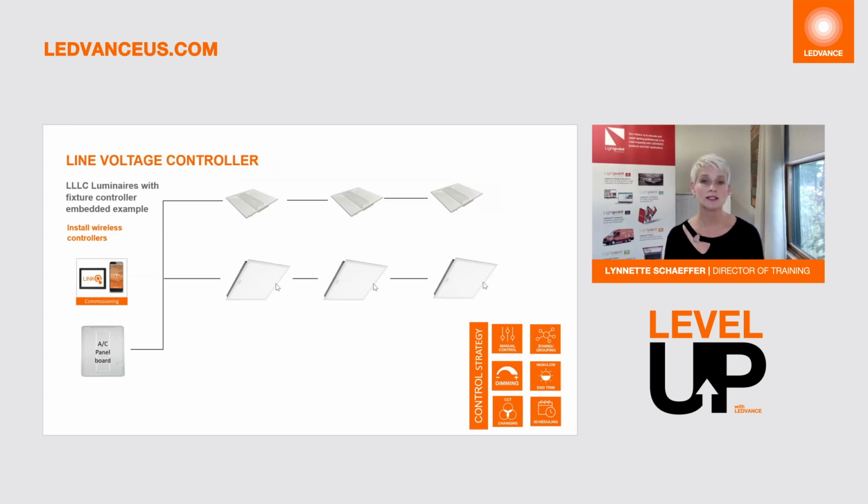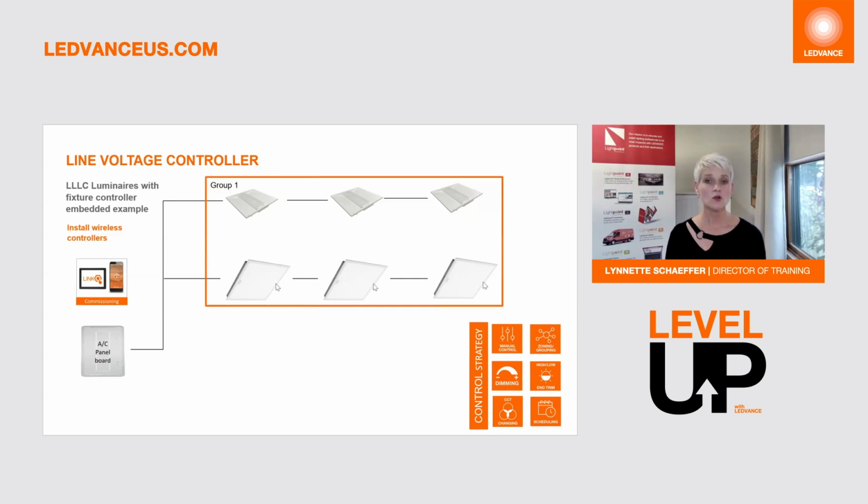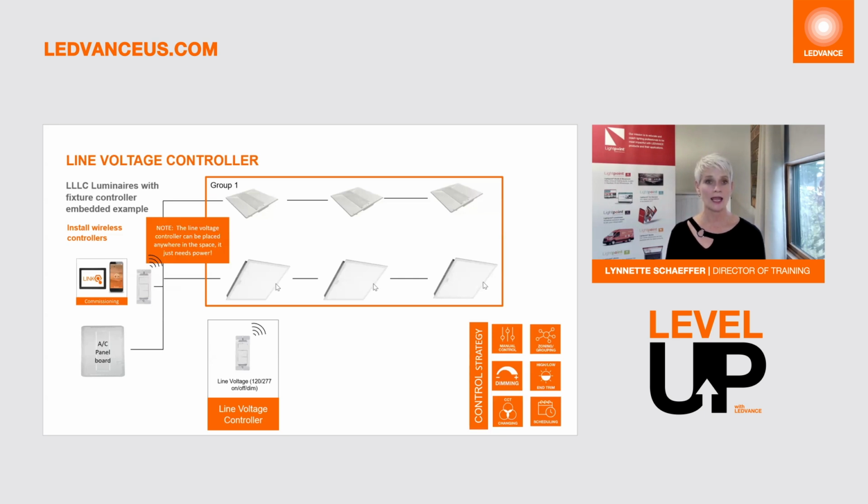So what if your project requires a line voltage controller instead? Because some local jurisdictions do require that. In that case, you can incorporate the line voltage controller. Now, the line voltage controller can be placed anywhere in the space. It just needs to have line voltage power. And also, it needs to have the neutral wire present. It's very important to have the neutral wire because some locations may not. And so they might be thinking that they can use this and then they can't, or they'll have to pull those extra wires.